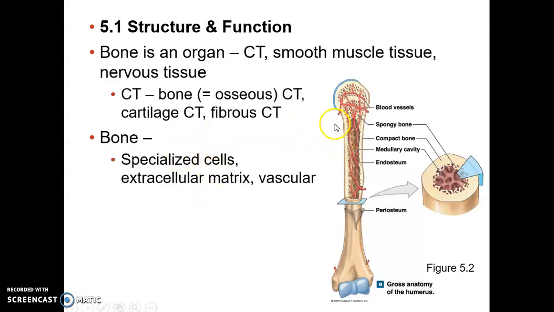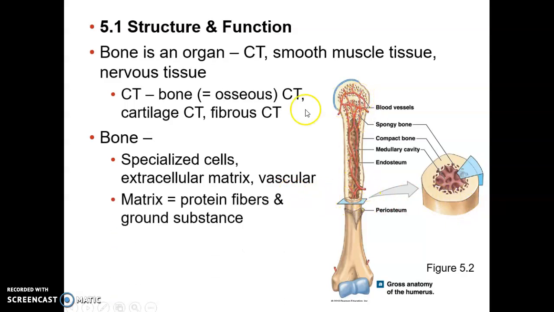So bone has specialized cells, as we'll see, that produce the hard bone material, but also reshape or remodel the bone. It's connective tissue, and if you remember from the tissues chapter, one of the characteristics of connective tissue is the abundant extracellular matrix. In fact, what you think of as hard solid bone is primarily all extracellular matrix infused with calcium salts. And then there's vascular tissue as well, the blood supply.